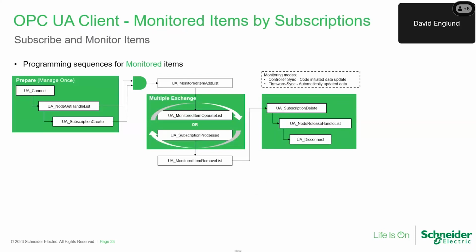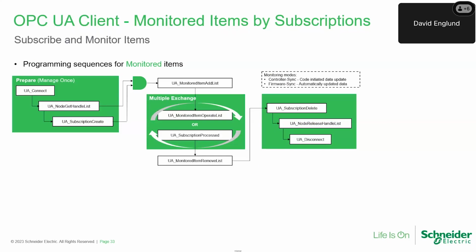So now we're going to look at the sequence for monitoring items by subscription. What is an OPC UA subscription? It's a method of polling a list of items at a specific update rate. Unlike some other methods of polling, OPC UA subscriptions use a callback method so that the OPC UA client only receives updated data when a variable value has changed.